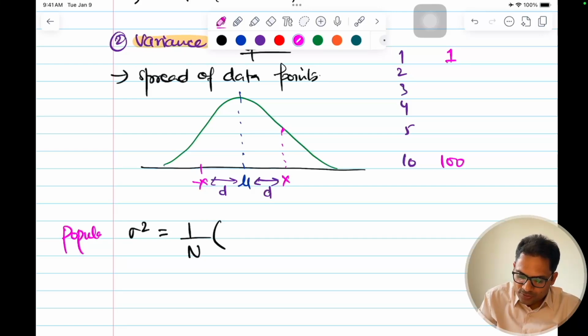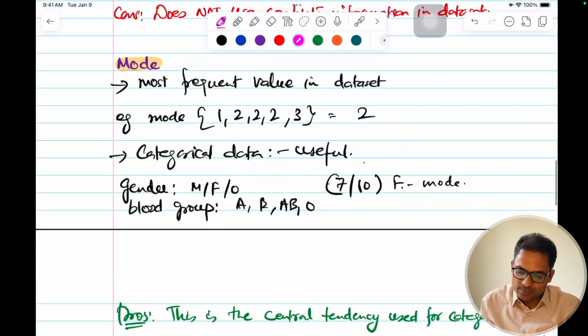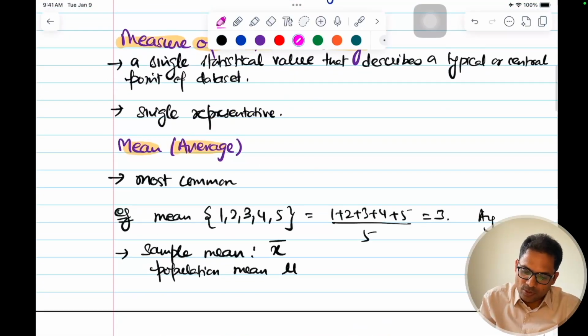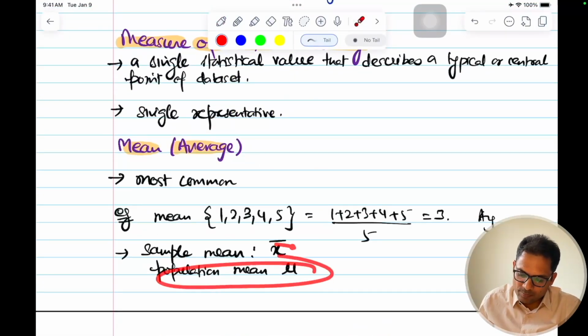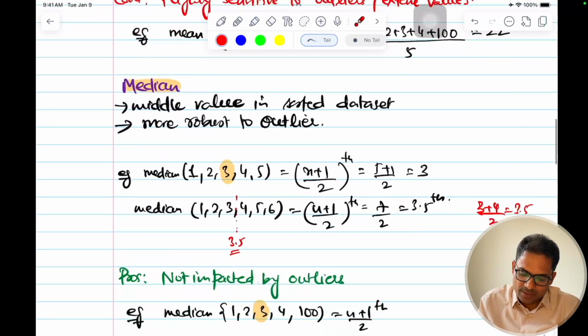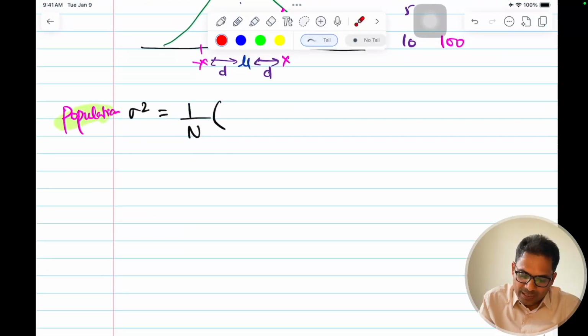I'm talking about population variance. I'm using this symbol sigma for population, as I discussed here also, right? Whereas this is your population mean and the sample mean. Both are different. Population is mu, sample is x bar. Similarly, population is sigma square and the sample would be s square.